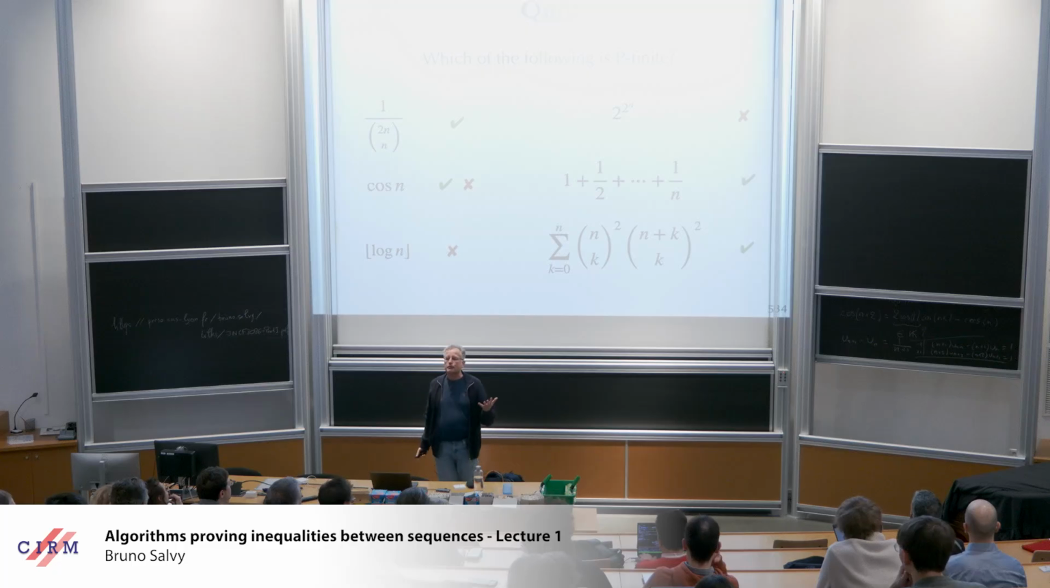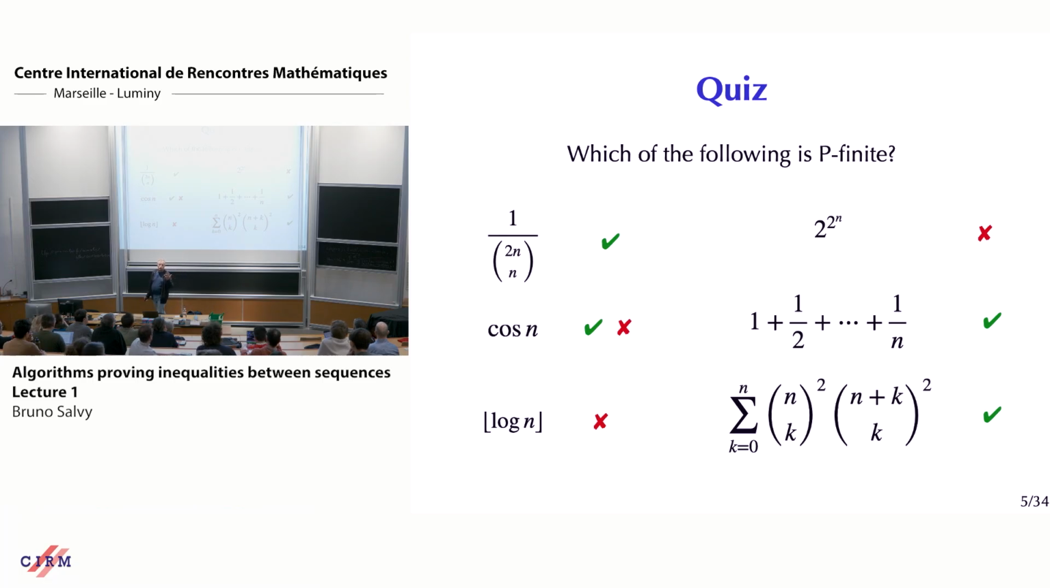And the last one is also p-finite, but it's more difficult to see. But you know it if you were in the course by Christophe 2 years ago. So there are algorithms to take as input such a binomial sum and produce a linear recurrence for it. So this is the kind of sequences we'll be working with.